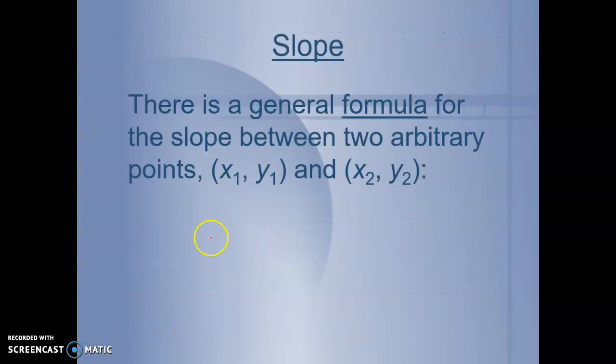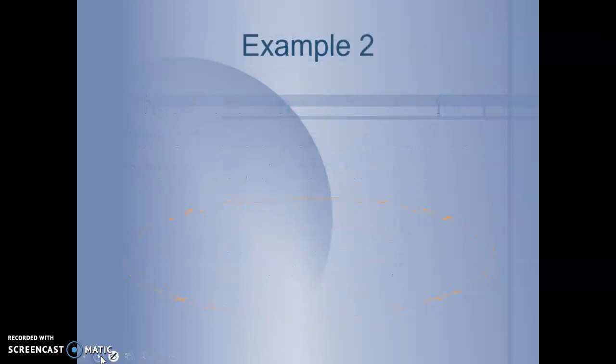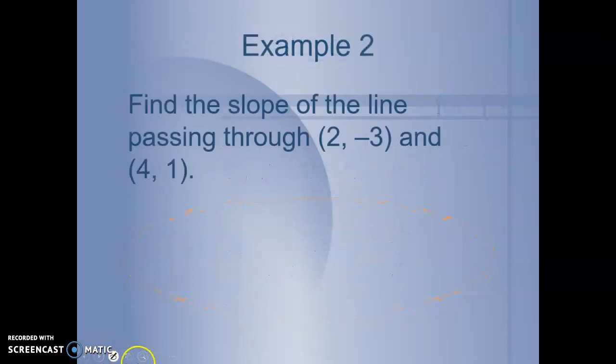There is the general formula for the slope between two arbitrary points, represented with x1, y1, and x2, y2. And this is the formula that I just wrote on the previous slide. In order to find our rise, or a change in y, we take our second y minus our first y. And in order to find the run, or a change in x, we take our second x minus our first x. So let's do an example together.